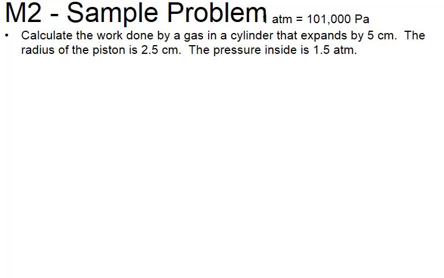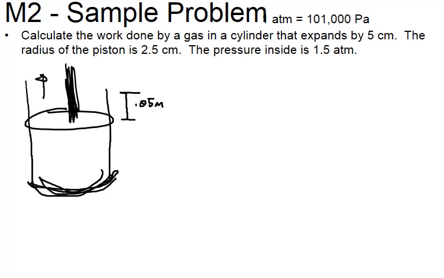In this one, we want to find the work done by a gas in a cylinder that expands by 5 centimeters. The radius is 2.5 centimeters, and the pressure inside is 1.5 atmospheres. And this one, we're going to have to go back to where we're looking at the areas and the displacement and all that. And so, why don't you go ahead and pause the clip and try this one, and then when you're ready to check, you can hit play to continue.